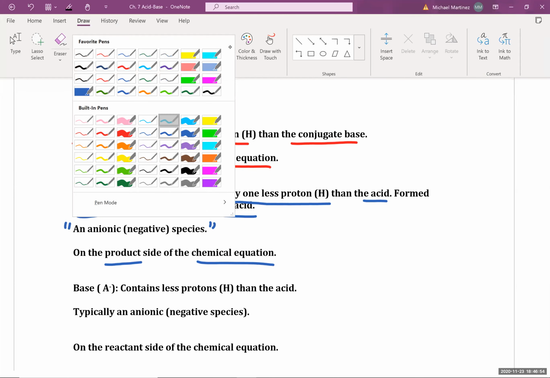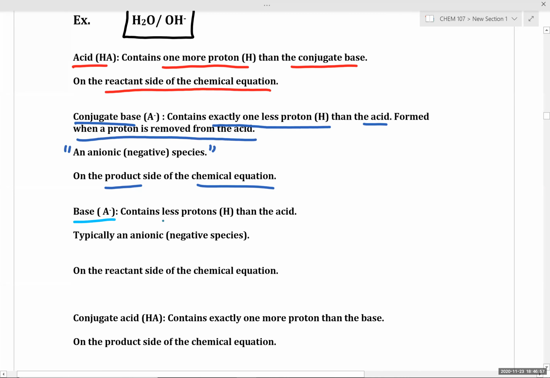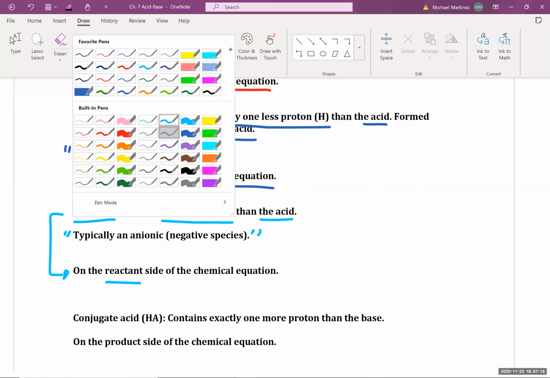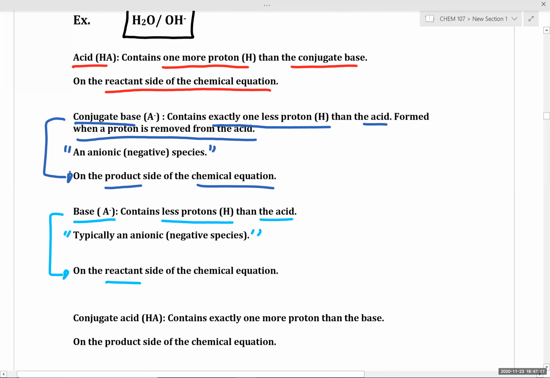Now, the base contains 1 less proton than the conjugate acid. It's typically an anionic species, and the base is on the reactant side. So the base, or the parent base, is on the reactant side, while the conjugate base, the base that's produced at the end of the reaction, is on the product side. Does that make sense to everyone? Does everyone see that distinction? Base, reactant side. Conjugate base, product side.